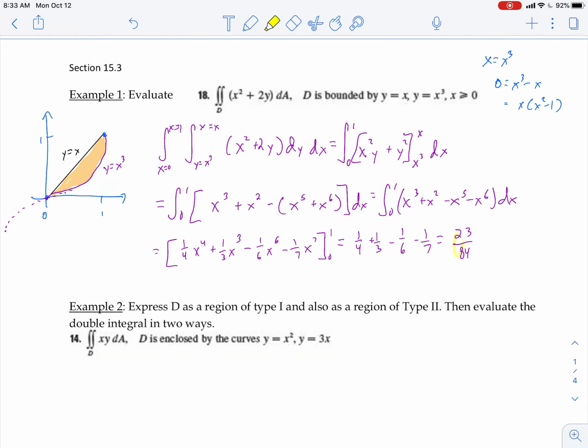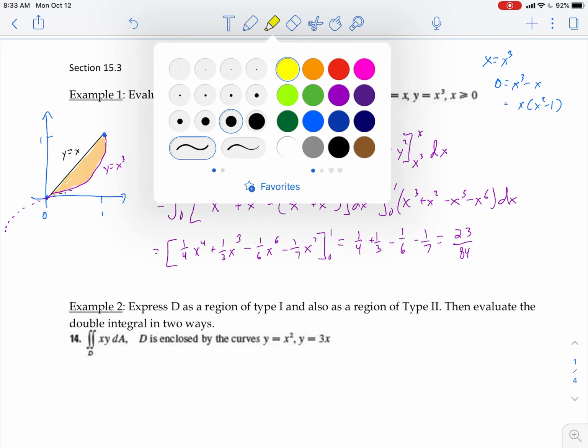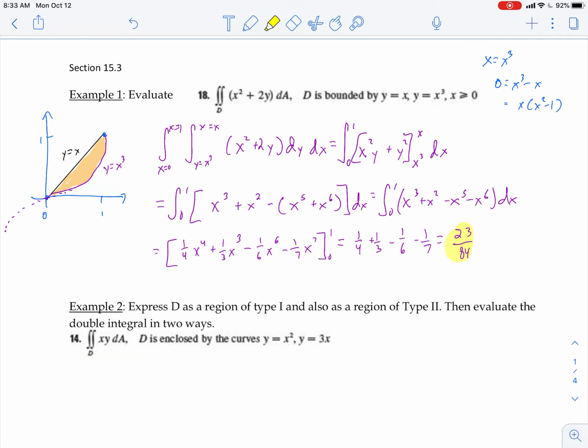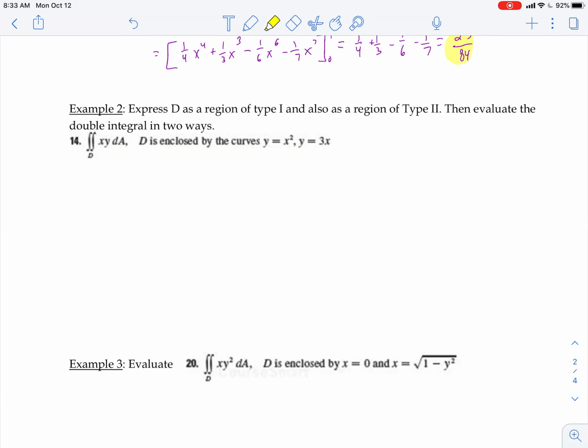All right, so hopefully you're finding this is not, it's so small. We gotta make it bigger. All right, hopefully you're finding that this is not going to be too complicated. All right, so example 2, express D as a region of type 1 and also a region of type 2, and then we're going to evaluate the double integral in both ways.